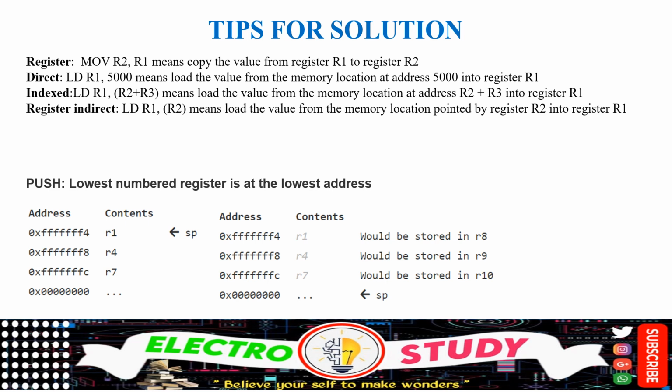Indexed means the value that is in the memory location R2 plus R3, both will be added together and then loaded to R1. Register indirect is nothing but the R2 will not be directly moved; the address will be located, then the value in that address will be taken and moved to R1. So these are the 4 addressing modes, and with example you can quote it down.